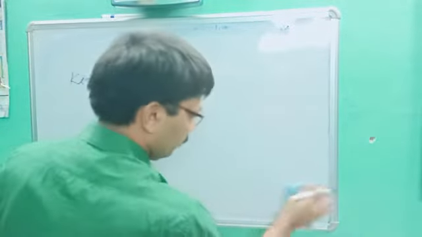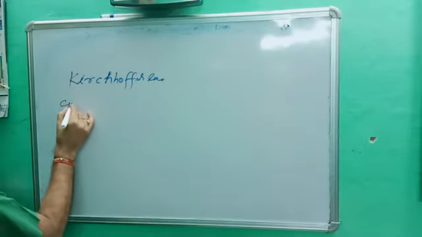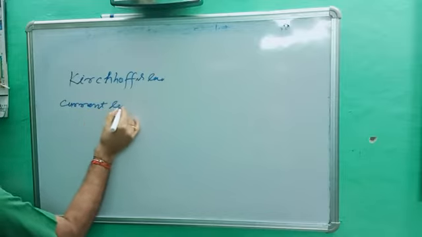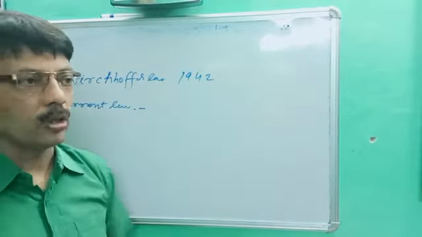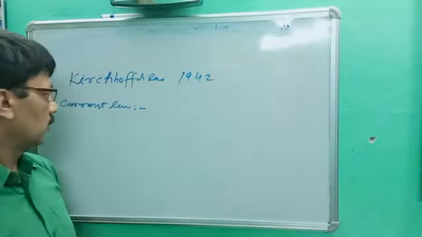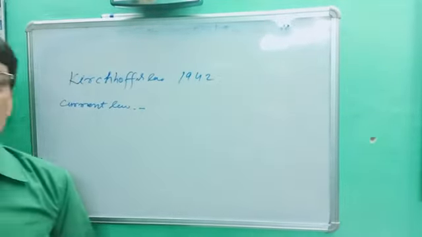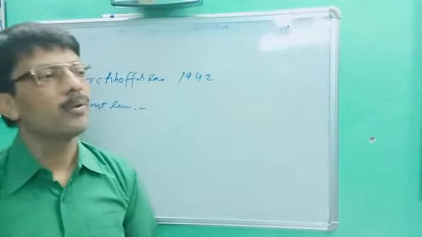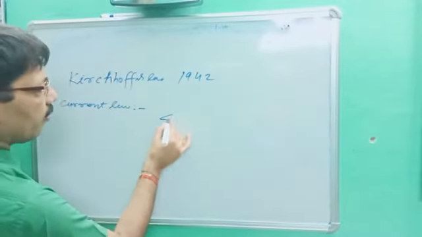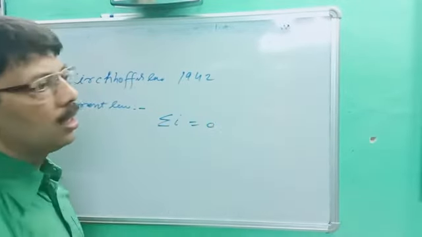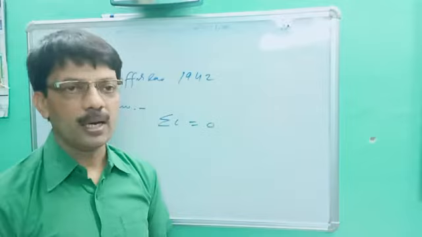So there are two types of law. First is called current law. Gustav Kirchhoff defined two laws in resistance combination. First was the current law. It is based on conservation of charge. Note down the point, this is very important. According to this, the algebraic sum of all currents joining the junction or leaving the junction will be 0.